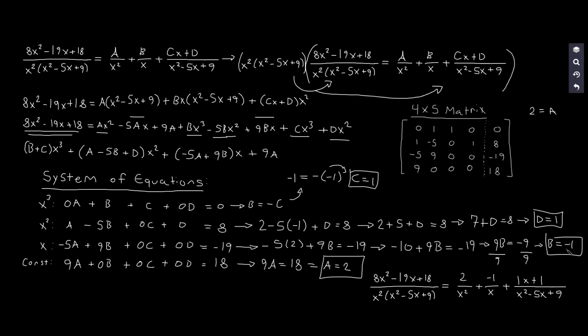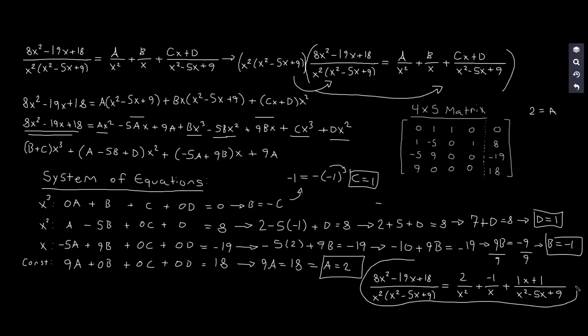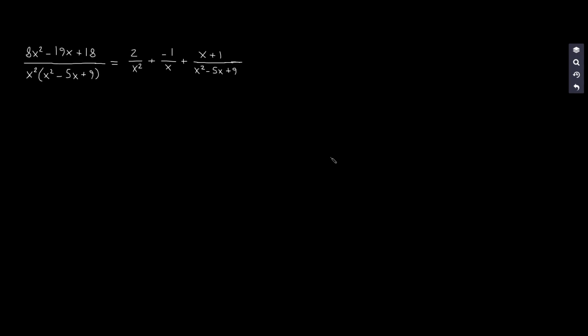All right. Now, what I shall do is get a new page. So I'm going to go from here to here. I just grabbed this, and I'm moving it over here. All right. We have 8 times x squared minus 19 times x plus 18 over x squared times x squared minus 5x plus 9 quantity, and this equals 2 over x squared plus negative 1 over x plus 1 over x squared minus 5x plus 9.